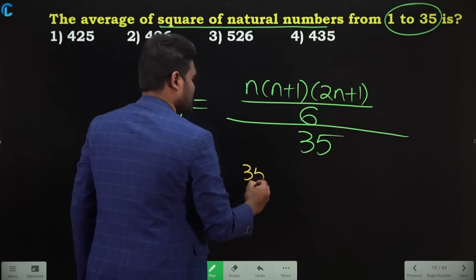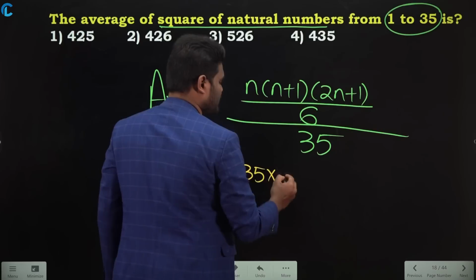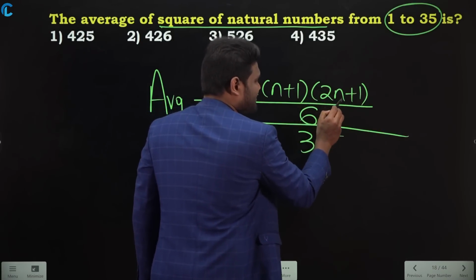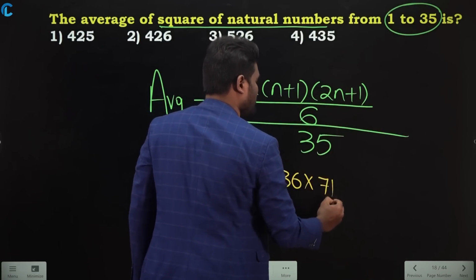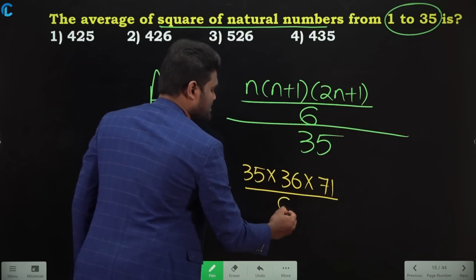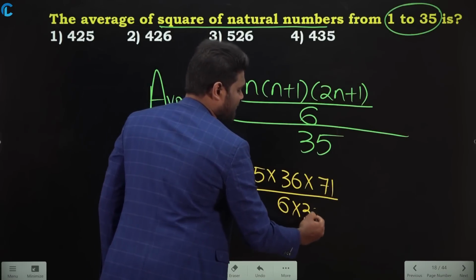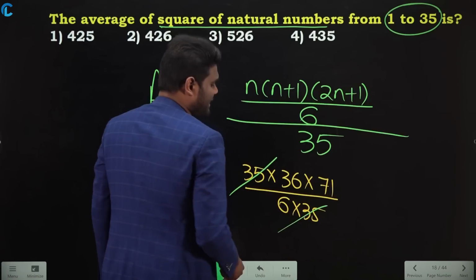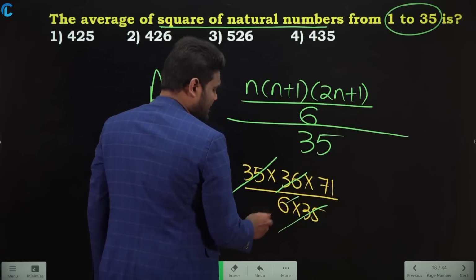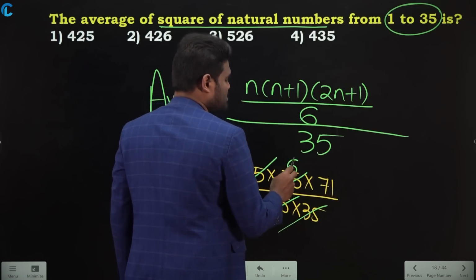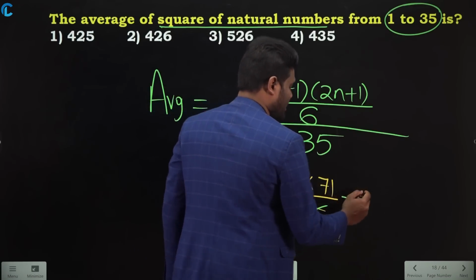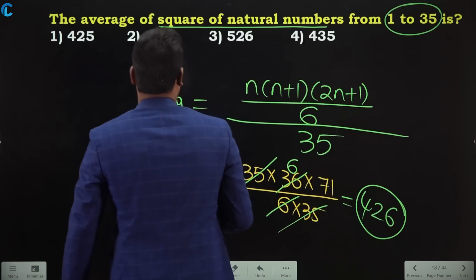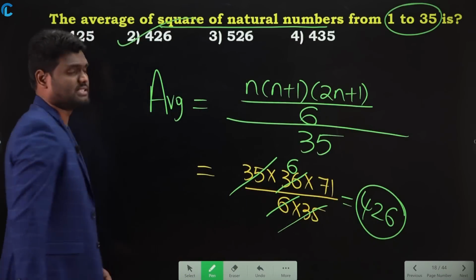So if you solve this, this is going to be 35 into 36 into 2 into 35, 70, 70 plus 1 is 71, divided by 6 into 35. Yes or no? Now cancel this. When you cancel this, 35 gets cancelled. 36 by 6 is how many times? 6 times. Now 6 into 71 is nothing but 426. So we can say that the answer for this question is 426.